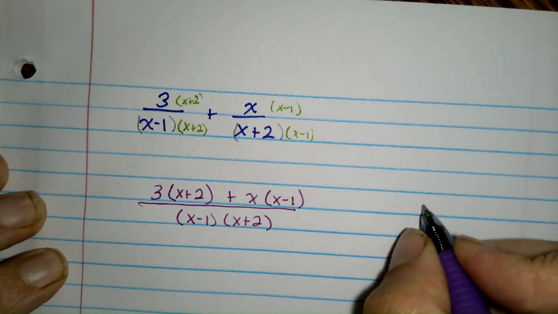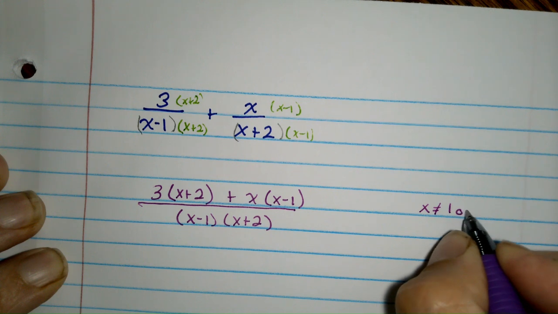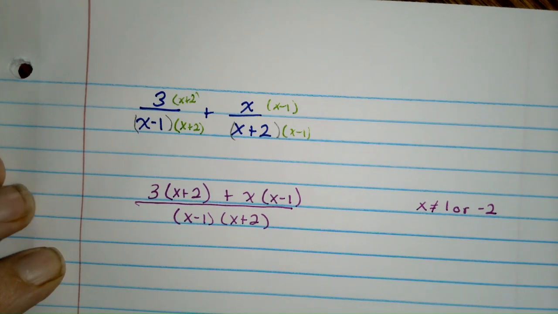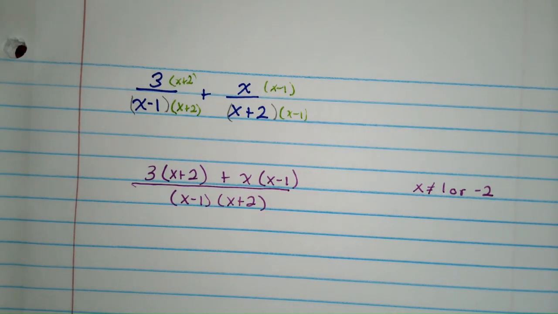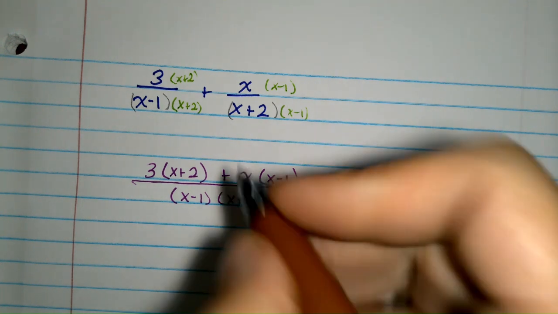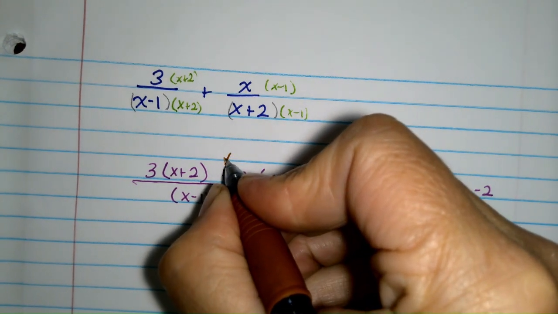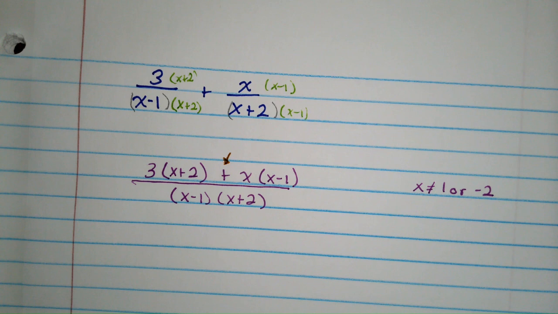And of course, we know that x cannot be 1 or negative 2. Now, the denominator is okay to leave like this because it is in factored form. It is a single term. It's written as a product. This plus sign right here in the middle, though, tells me that that's not written in factored form. So you have two options. You either need to write it in factored form or you need to write it in expanded form. Not a mixture of the two. And right now it is a mixture of the two.